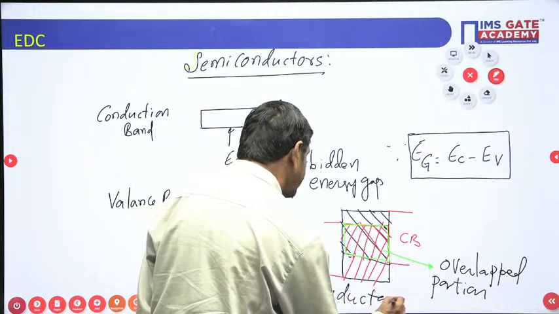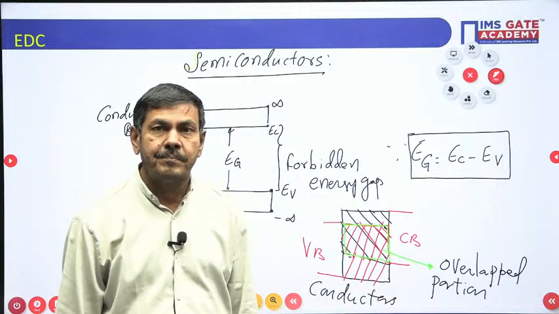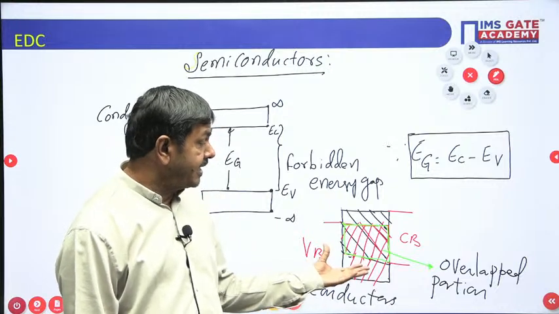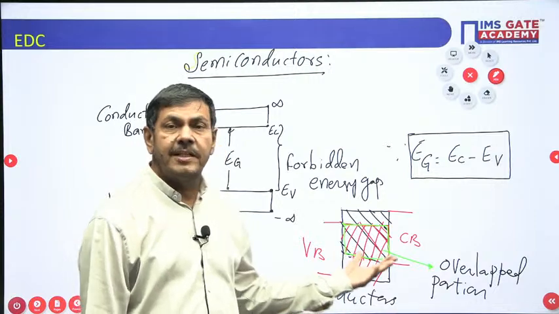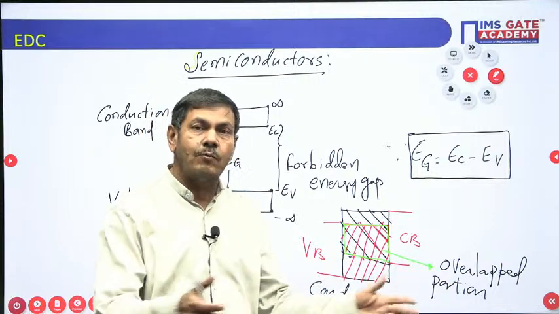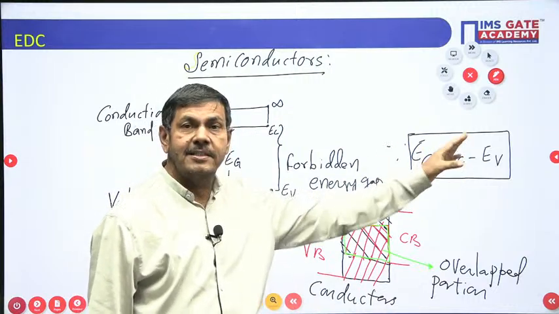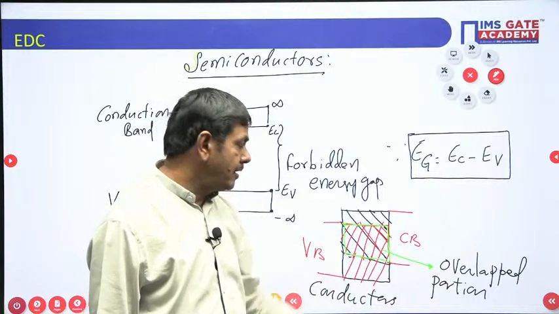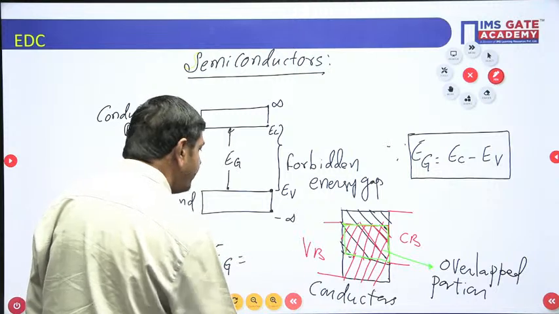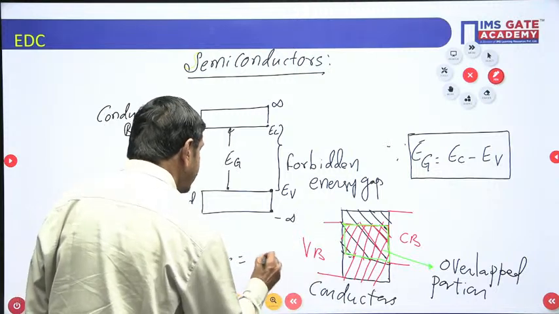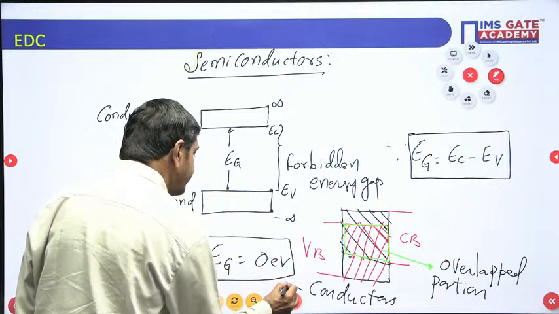Suppose I ask, what is the forbidden energy gap existing in the conductors? We don't find any gap in between the valence and conduction bands. Those two bands are overlapped one over another. So the EC minus EV difference is not existing, directly 0 only we can say. I can write the forbidden energy gap for a conductor is 0 electron volts. That much is possible for conductors only.